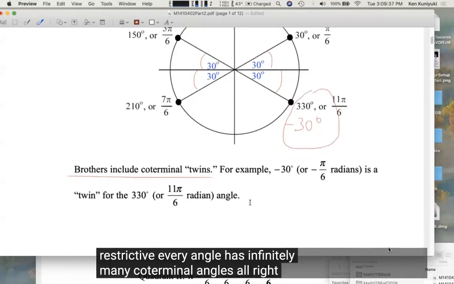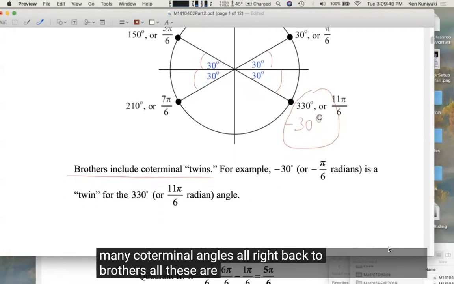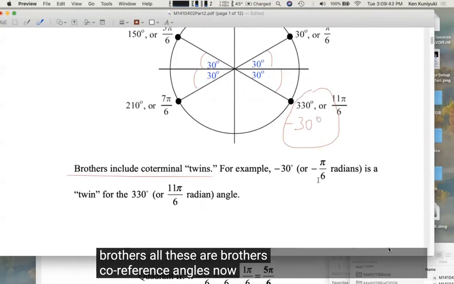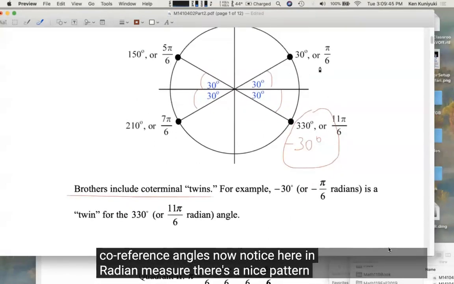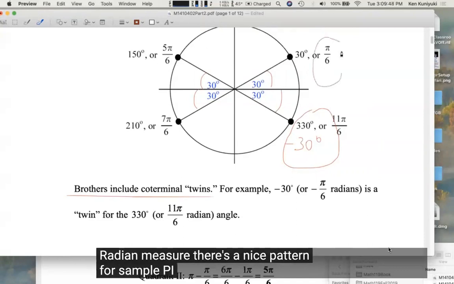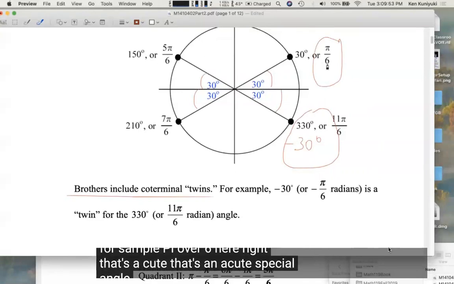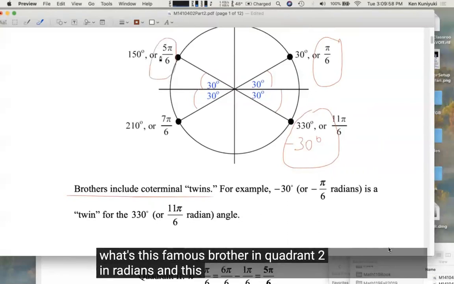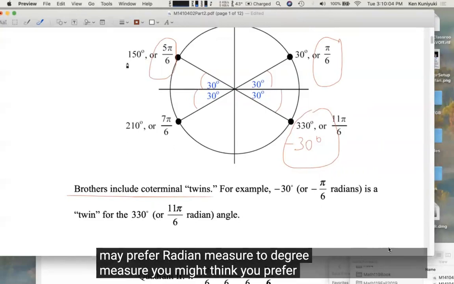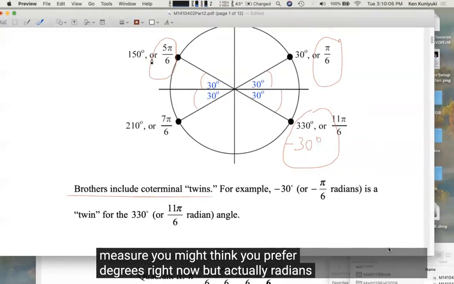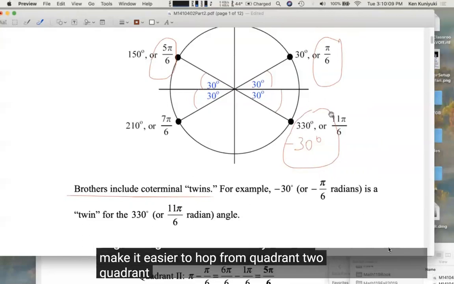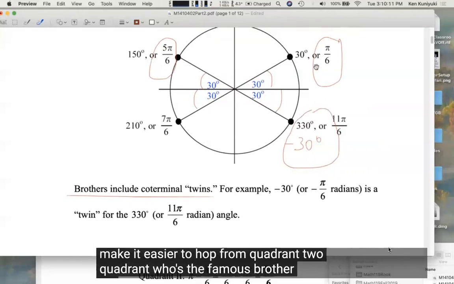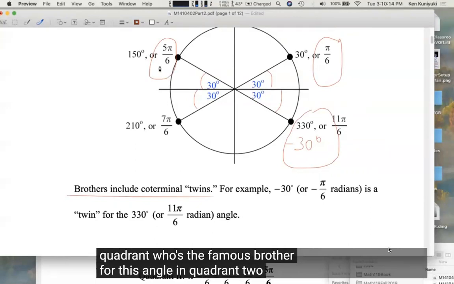All right. Back to brothers. All these are brothers, co-reference angles. Now notice here in radian measure, there's a nice pattern. For example, pi over 6 here. That's an acute special angle. What's his famous brother in quadrant 2 in radians? This is one reason why we may prefer radian measure to degree measure. You might think you prefer degrees right now, but actually radians make it easier to hop from quadrant to quadrant. Who's the famous brother for this angle in quadrant 2?